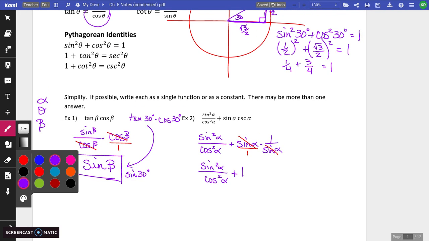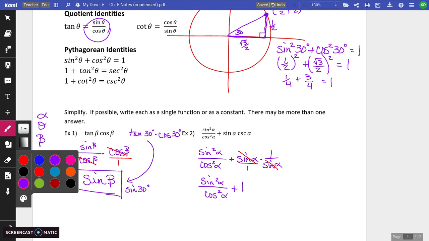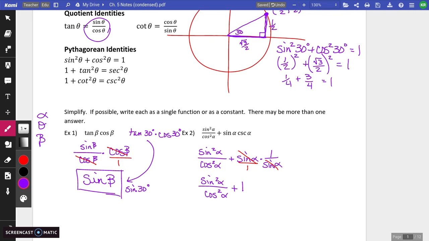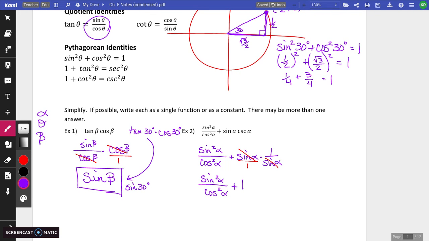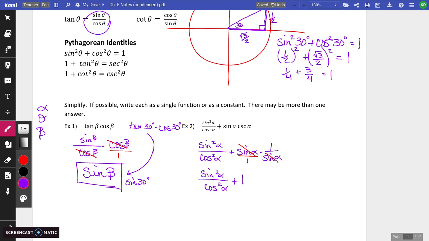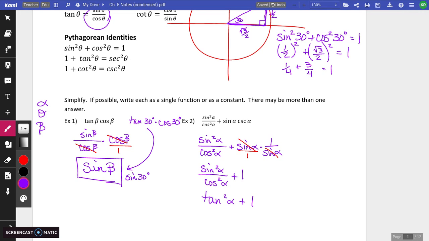Okay, now here, remember a minute ago we were looking at tangent as sine divided by cosine. So here the sine squared over the cosine squared, that is an equivalent statement to tangent squared theta and then plus 1. Okay, so that is legal to do. If sine over cosine is tangent, then sine squared over cosine squared would be tangent squared. Okay, so that looks better. We actually can go one more step.